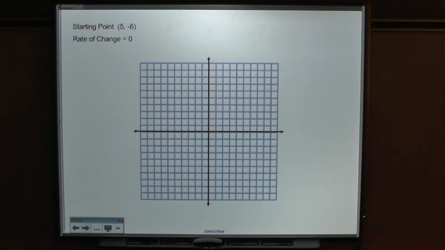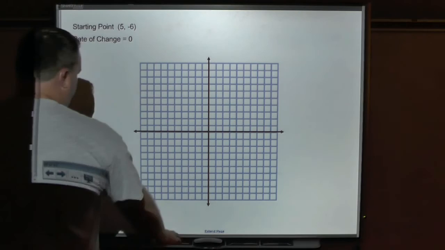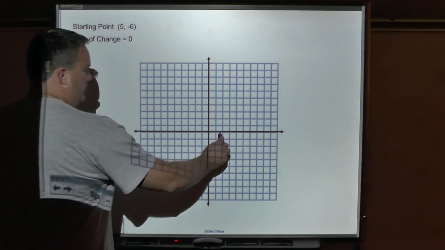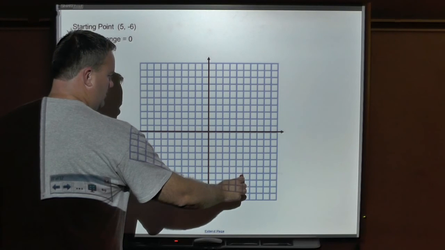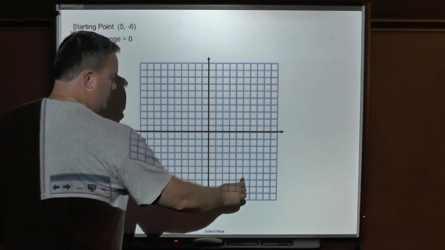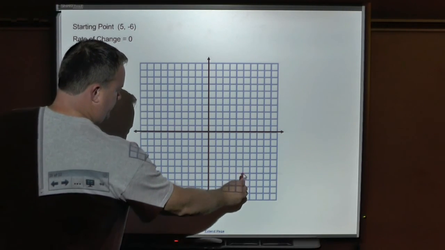Next one. Starting point 5, negative 6. Rate of change, your slope, is 0. Plot that point 5, negative 6. 1, 2, 3, 4, 5. Down 6. It'll be right about here.